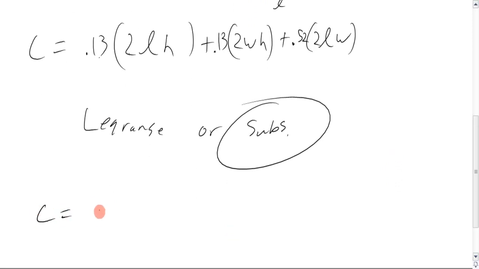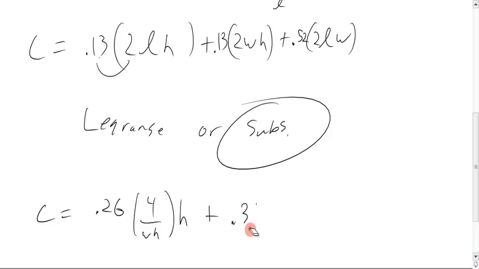Cost is equal to 0.26, that's just the 13 times 2, times the length substituted with 4 divided by width height, times height, plus 0.26. There is no length in here, so we leave that alone. Plus 0.52 times 2, so that'd be $1.04, times length again substituted by 4 divided by width height, times width.